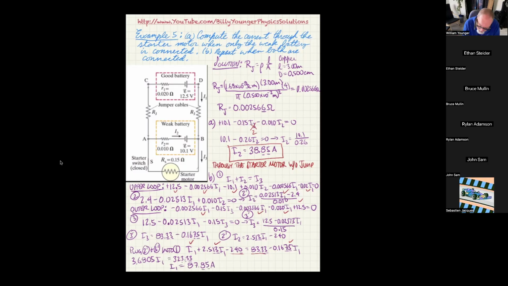Amps is I1. That's not one we were asked for. We were really just asked for I3, but we have it anyways, and we evidently chose the right direction. Now I can say I3.